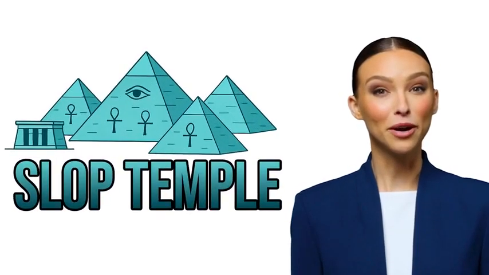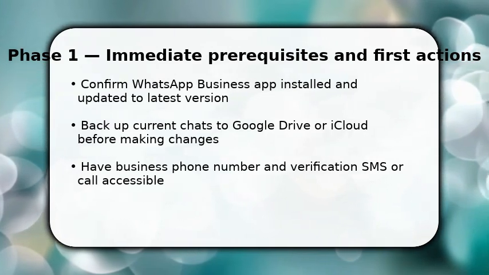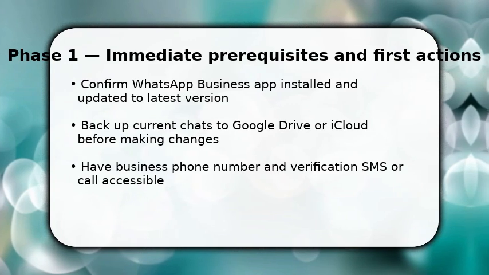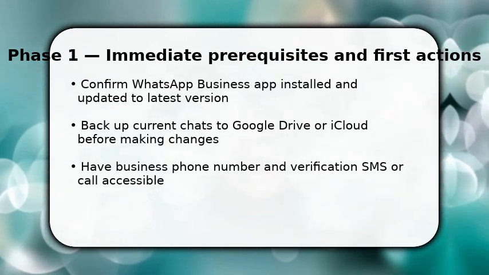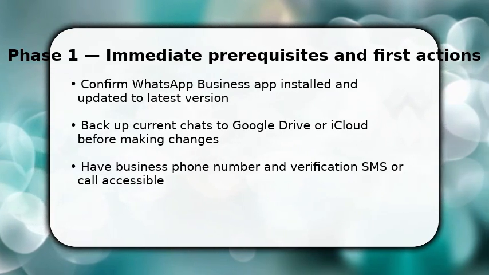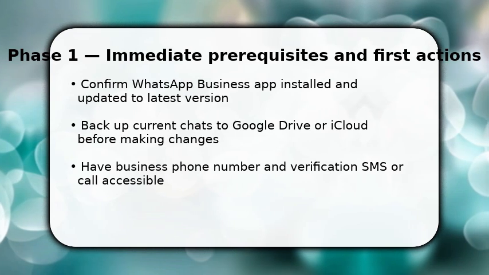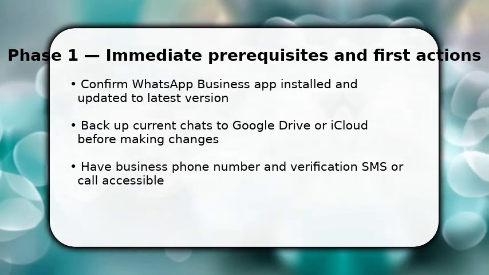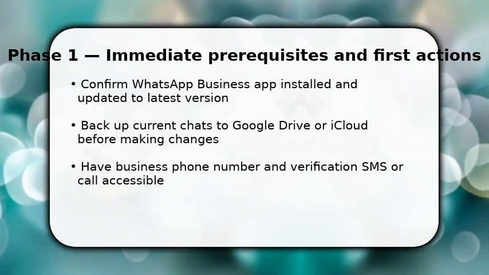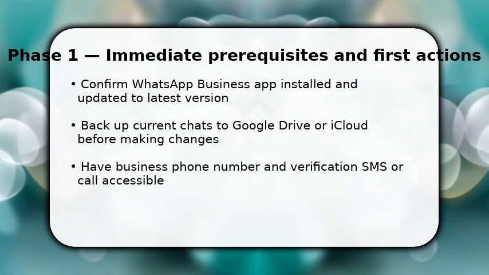We pray this video helps. You start by preparing. Verify the WhatsApp business app is updated, and back up your chats to Google Drive or iCloud so nothing is lost. Next, make sure your business phone number can receive SMS or calls for verification. This prevents lockouts. Once done, open the app, tap Settings, then Business Settings, create or confirm your business profile name and category. These first steps lock in identity and recovery, so updates later are safe and consistent.